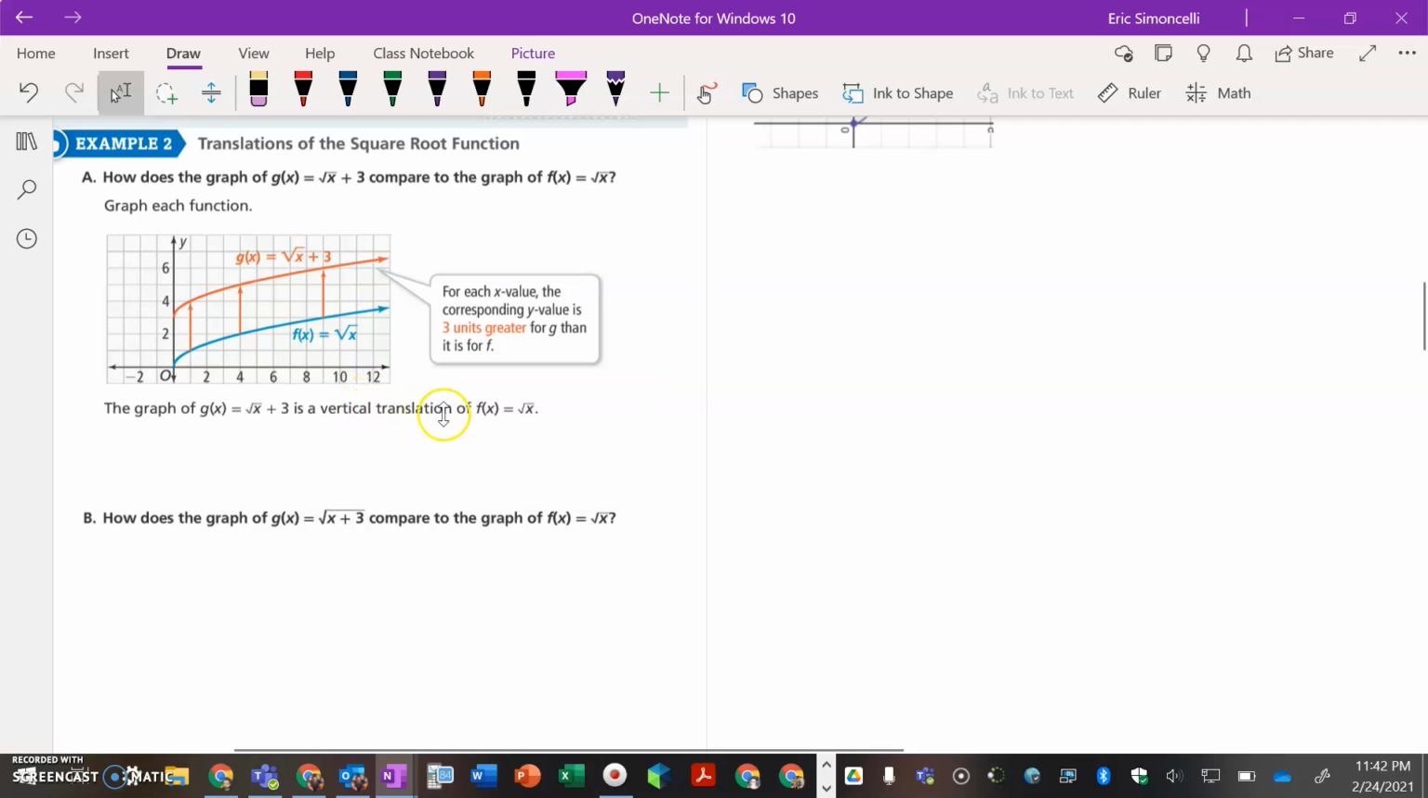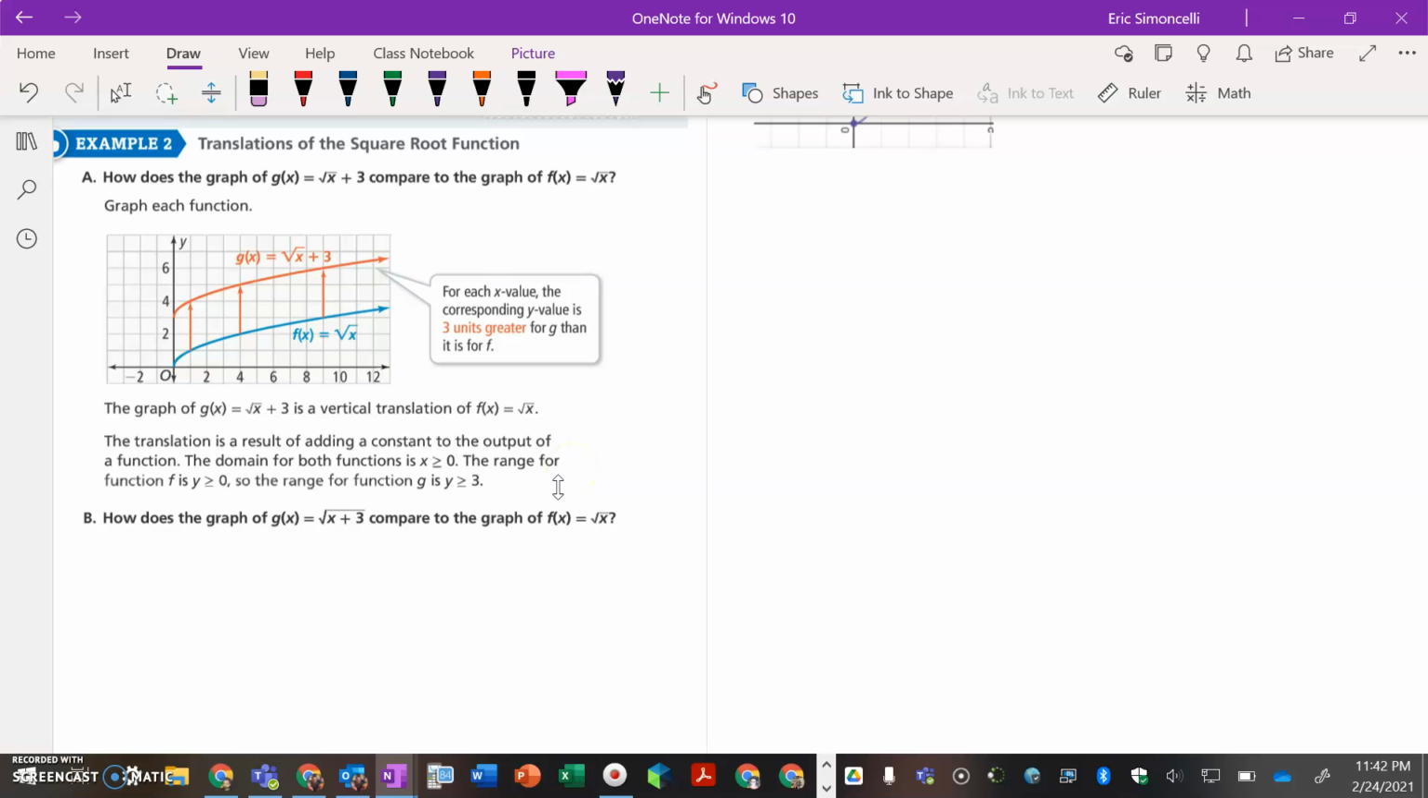So as we can see, the graph, as I denoted, already has a vertical translation, again, up 3 compared to the blue. And the translation is a result, again, of adding a constant to the output of a function. The domain for both functions is x greater than or equal to 0, while the range for the function is y greater than or equal to 0.